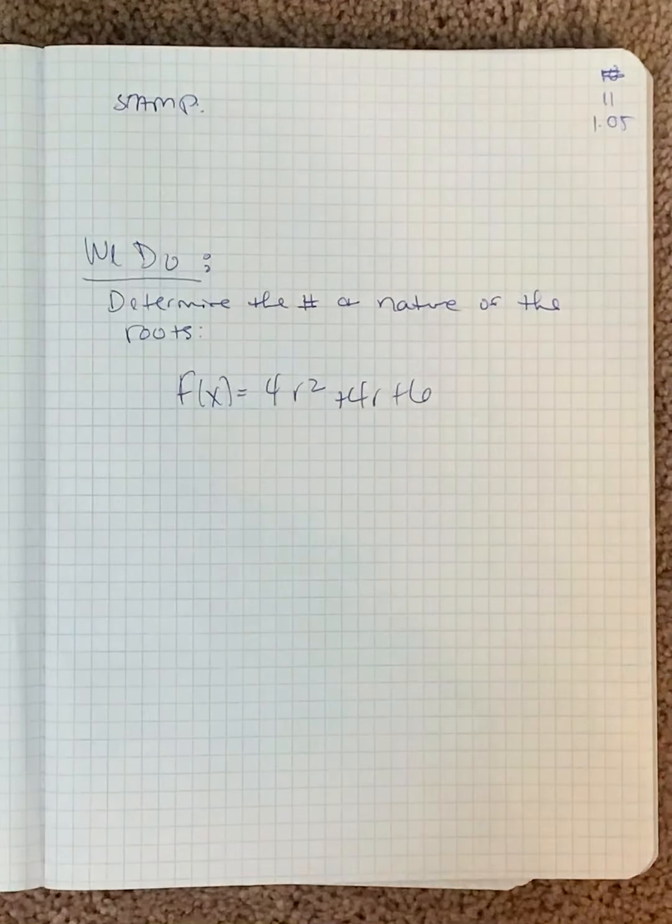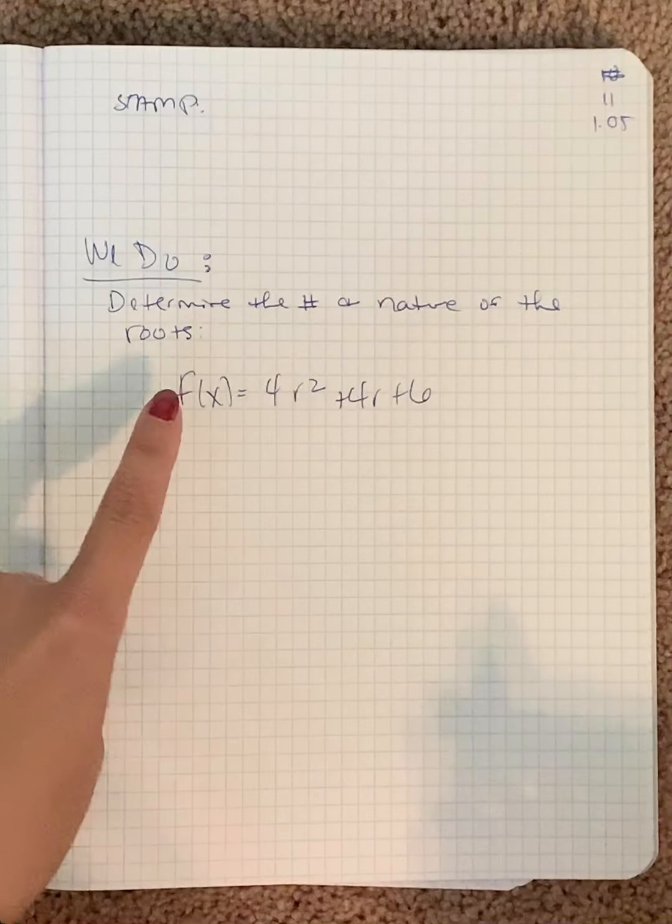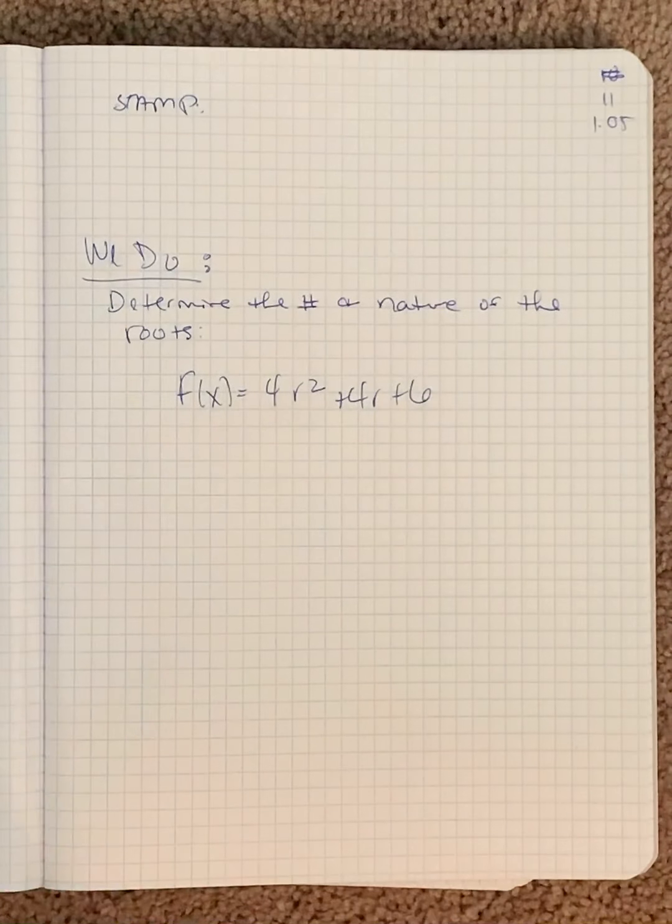And I will do this as a think aloud for you, with no thinking, well, the thinking question you don't have to write down. Okay, great. So we do: determine the number and nature of the roots. Great. So I'm asked to determine the number and the nature of the roots.